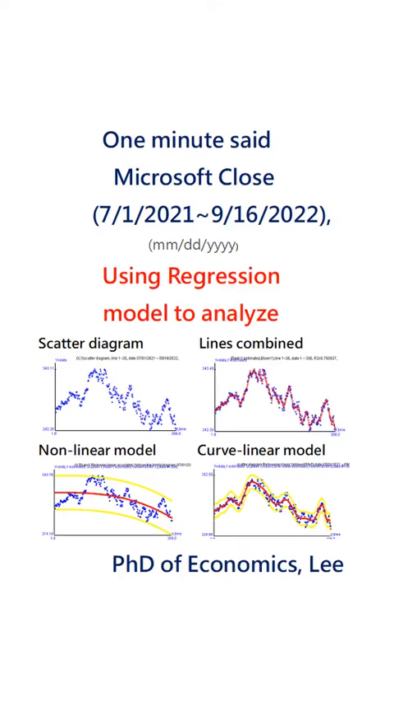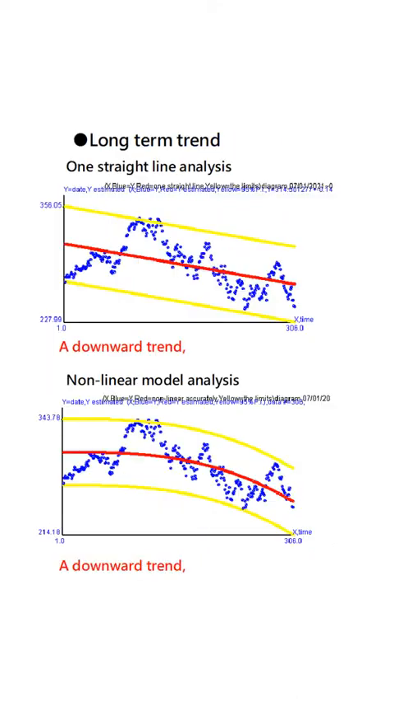Microsoft's closing price is analyzed using a regression model. There are scatter diagrams and lines combined with a nonlinear model, a curvilinear model. The straight line analysis result is a downward trend. Blue is the closed value, red is the estimated value, yellow is the upper and lower limit of the 95% prediction interval.